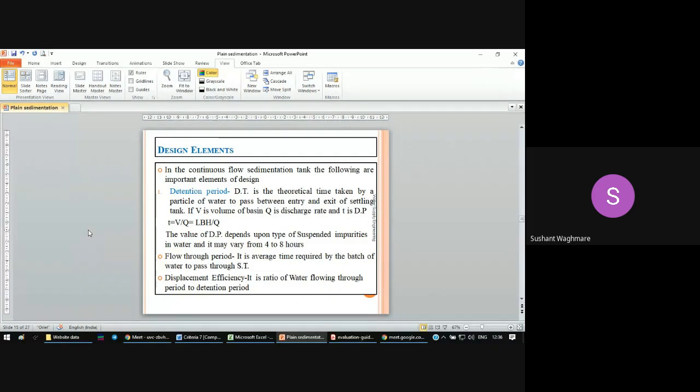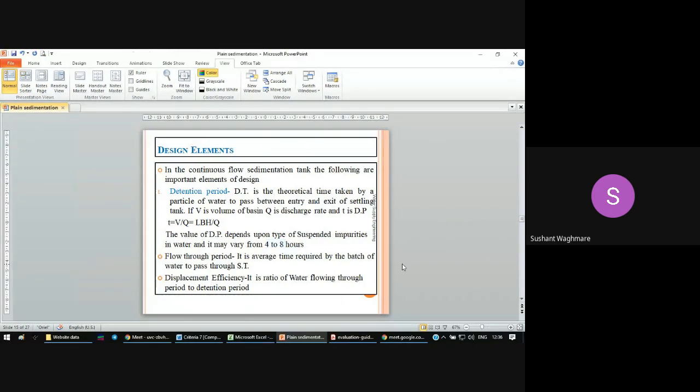To know the detention time, we should know the volume of the basin, which is L into B into H, and the discharge rate. If I know the volume and the discharge, the detention period can be calculated as LBH upon Q, that is, volume upon Q. For a typical sedimentation tank, the detention period may vary from 4 to 8 hours.